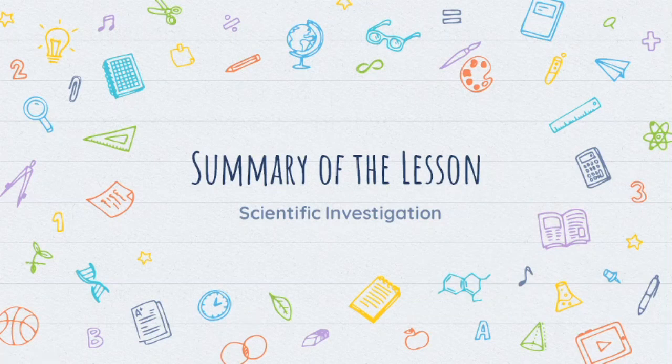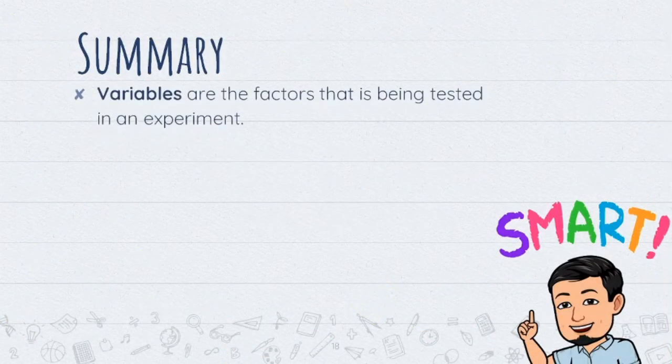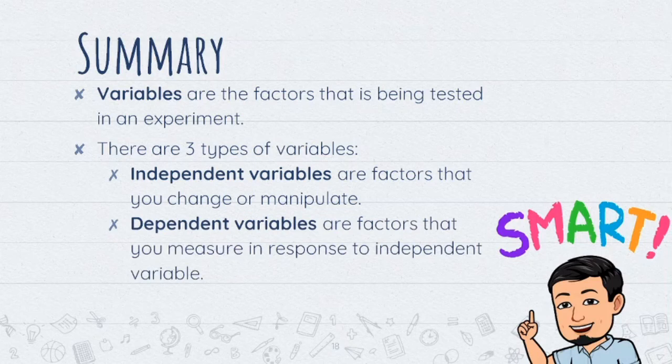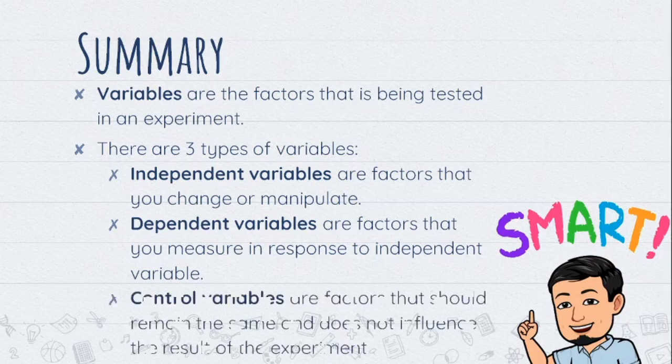Okay? I hope that you are learning something about this lesson. Let us now summarize the lesson. Variables are factors that are being tested in an experiment, and there are 3 types of variables. Independent variables are the factors that you change or manipulate, while dependent variables are the factors that you measure in response to the independent variable. And the last type of variable is the control variables, or the factors that should remain the same or do not influence the result of the experiment.